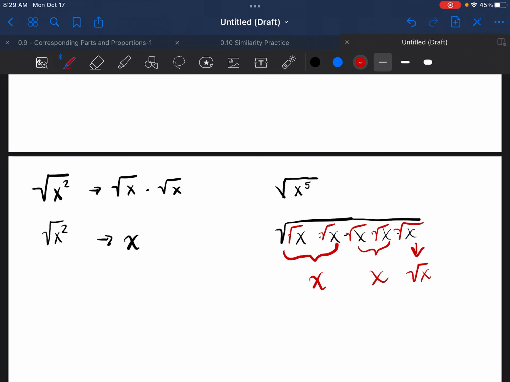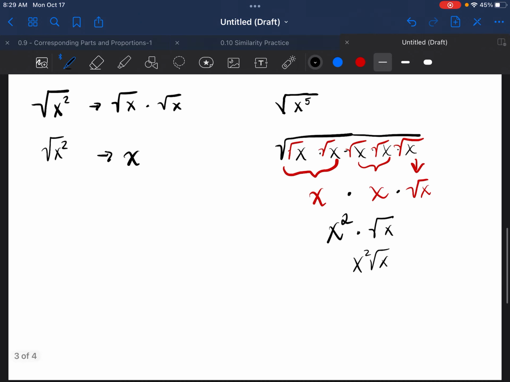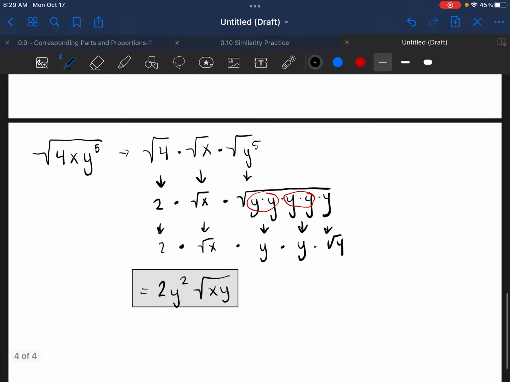Well, now I'm going to make sure I combine what I need to combine. I have x times the square root of x. What's x times x? X squared times the square root of x. Go ahead and try this one.